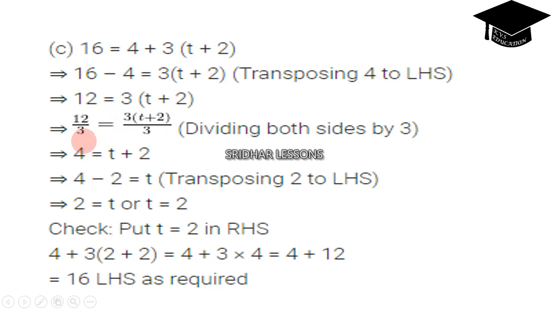Okay. So 3 cancels 12 4 times and 3 cancels here. So 4 is equals to t plus 2. Upon transposing the value of 2 to the left side, t is equals to 4 minus 2, or we can call t is equals to 2. Okay, if you want to check, put the t value is equals to 2 in the right hand side. 4 plus 3 into 2 plus 2. That means 4 plus 3 into 4. That means 4 plus 12, which is equals to 16 as left hand side. So LHS is equals to RHS as required.